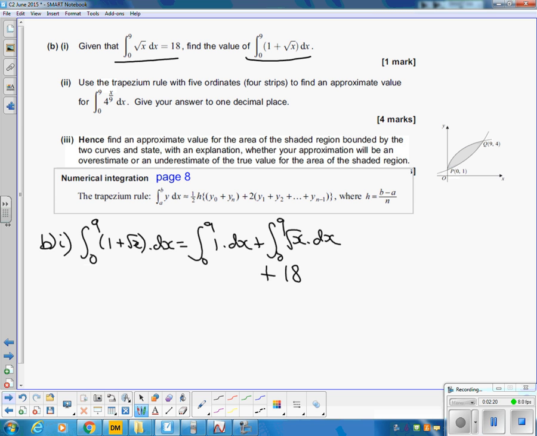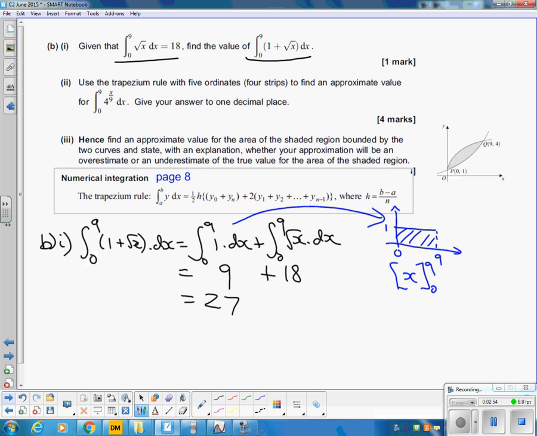Now if you're going to integrate 1 between 0 and 9, there's a couple of ways to think about this. One way is to think about what integration is finding. Integration is finding the area under the graph, which in this case is the line y equals 1 between 0 and 9. So you can see it's a rectangle, so that's going to be 9. Or the other way is to actually do the integration. So 1 integrates to x between 0 and 9. If you substitute in 9, substitute in 0, you're going to get 9. So the answer is 27. Just writing down 27 would get you the mark, as it's only 1 mark.